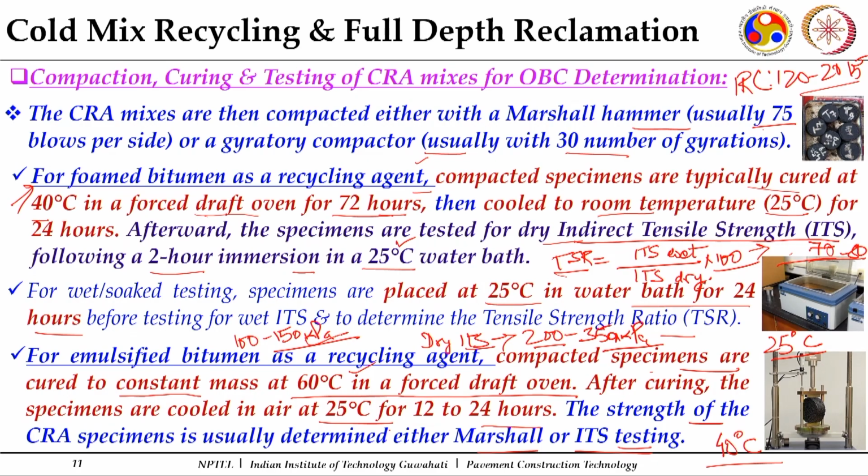And then, as I mentioned, the tensile strength ratio, as per IRC 120, recommends a value of 0.7. That is, 70% of the indirect tensile strength should be retained after subjecting the sample to the soaking conditions. So, then we need to work out the ranges where you are able to achieve these desired values for different binder contents where the trials have been done.